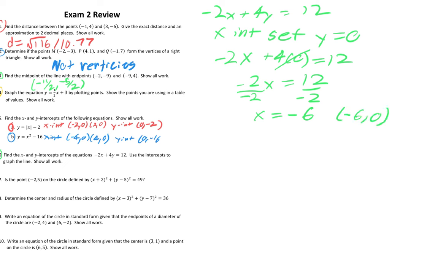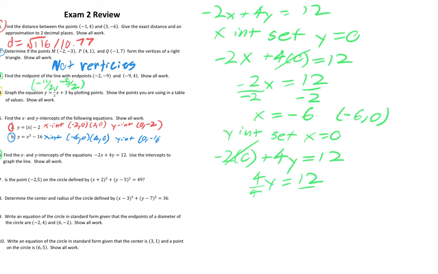Now to find our y-intercept, we're going to set x equal to 0. So we're going to have negative 2 times 0 plus 4y is equal to 12. So that negative 2 times 0 is going to be 0. So we're going to have 4y is equal to 12. So we're going to divide both sides by 4. So that means y is going to be equal to 3. So our point is going to be (0, 3).